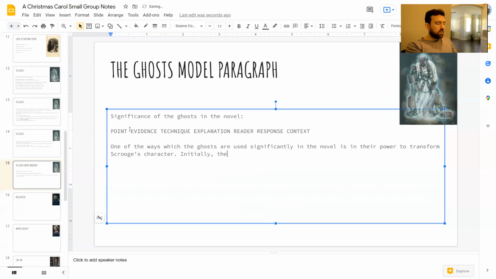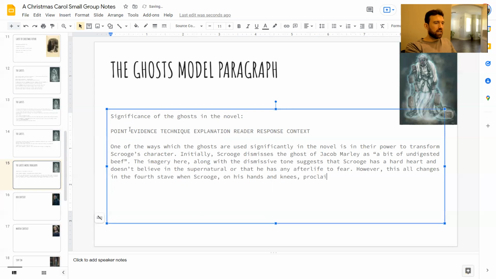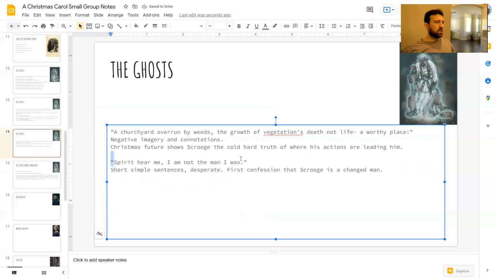So initially, Scrooge dismisses the ghost of Jacob Marley as a bit of undigested beef. The imagery here, along with the dismissive tone, suggests that Scrooge has a hardened heart, a hard heart, and doesn't believe in the supernatural, or that he has any afterlife to fear. However, this all changes in the fourth stave, when Scrooge, on his hands and knees, proclaims, "Spirit, hear me, I am not the man I was."